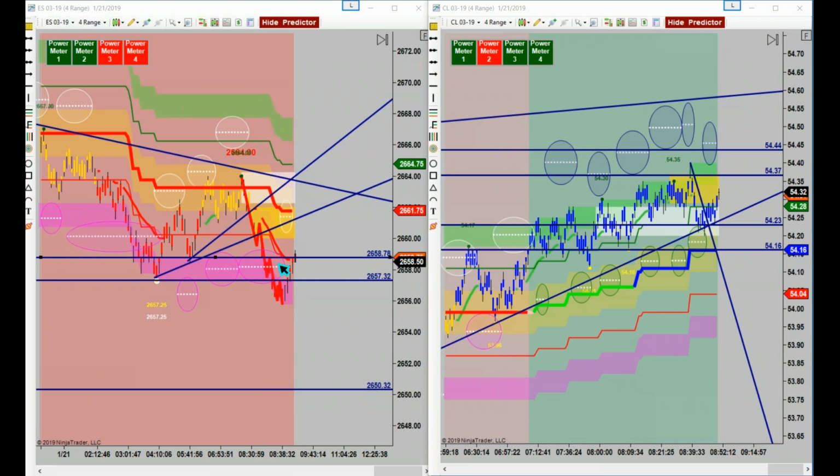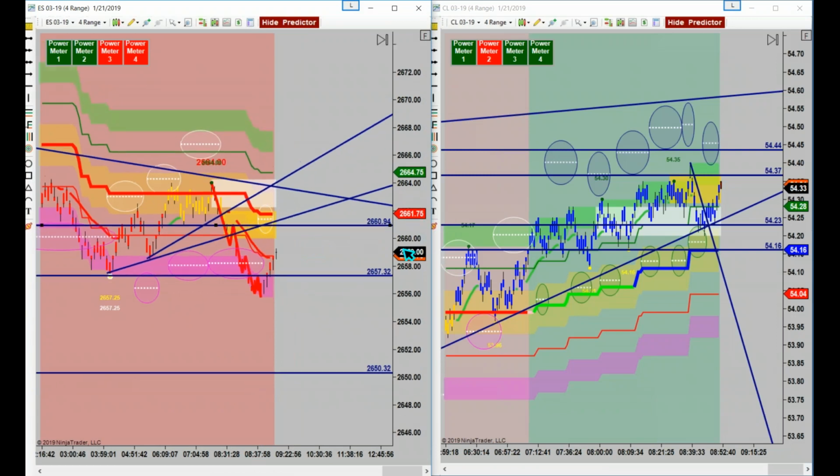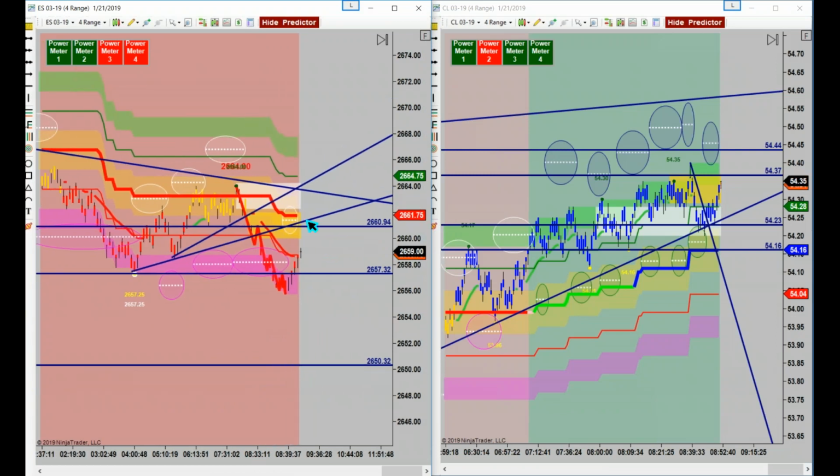Now, if they break micro, they'll usually go up and check these medium swings. And remember that ES has not checked where it broke down. I'll draw the line right across there. We'll go ahead and get rid of these trend lines. We don't need them anymore. We've already used them.